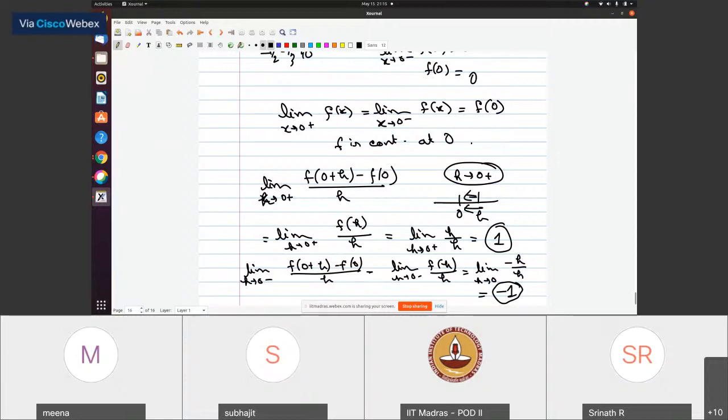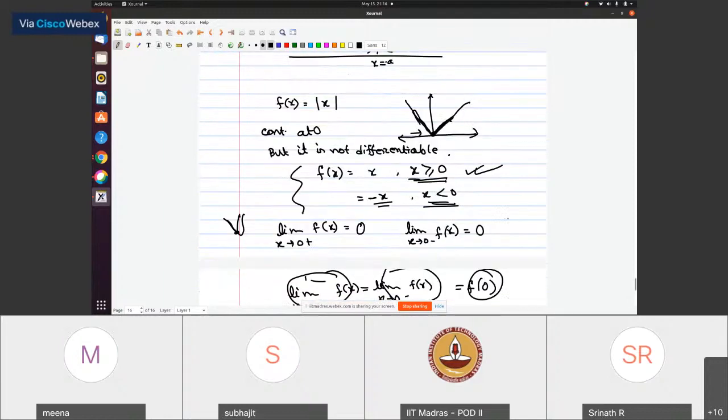Am I clear? Yes, sir. Yes, absolutely. Hope it will help. Yes, sir. This is the main concept of limit, continuity, and differentiability.